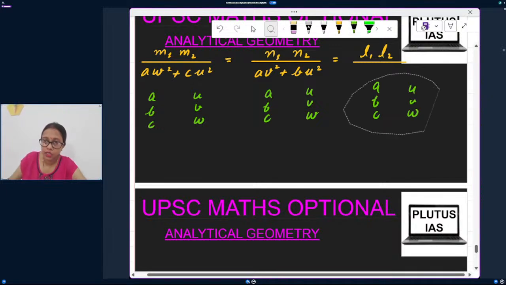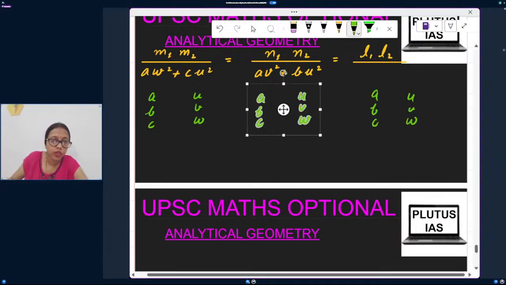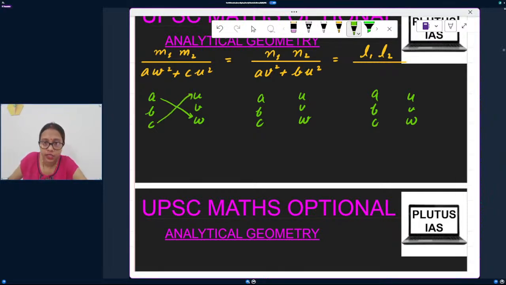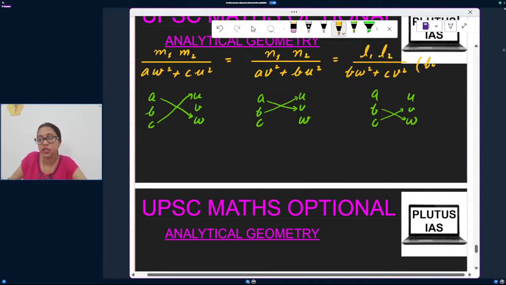Okay. So among these six constants, what do we have in the denominator here? It's A W square minus C U square. Here it is a v square minus b u square. So I hope you're getting what should be the denominator of L1 L2. It would be b and c, so b w square plus c v square. And you'll write the reason that we have written it by symmetry. We have observed the symmetry, and that's how we have written it.